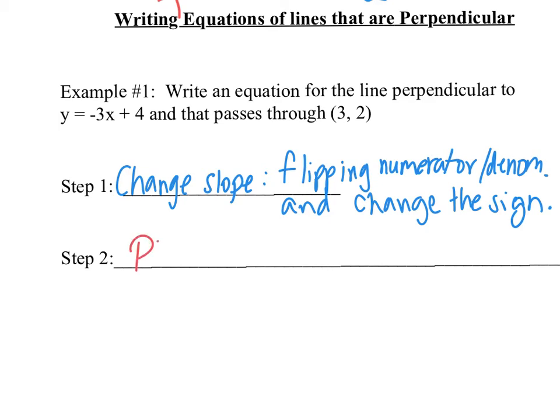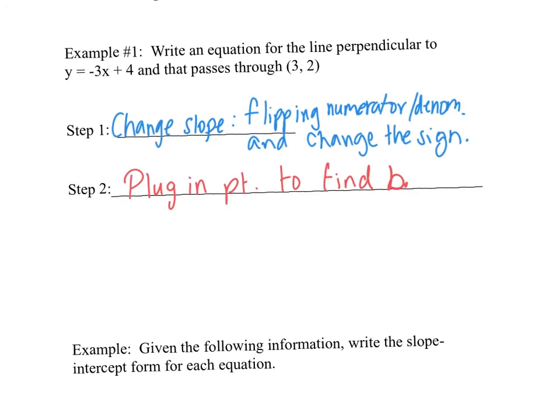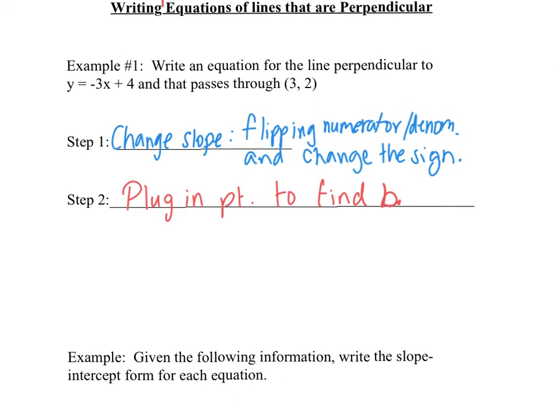Step 2. Plug in the point to find b. All right, let's go ahead and do it. Change my slope. What's my new slope going to be? If it's negative 1/3, the perpendicular is positive 1/3, so 1/3 x.